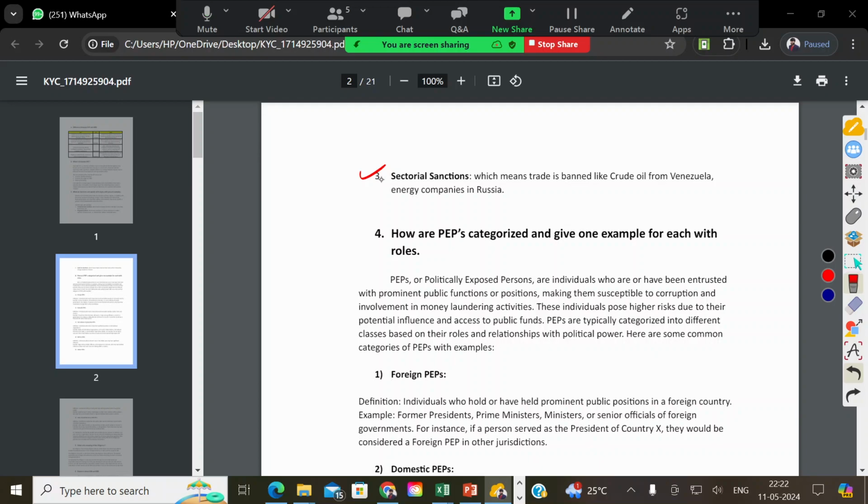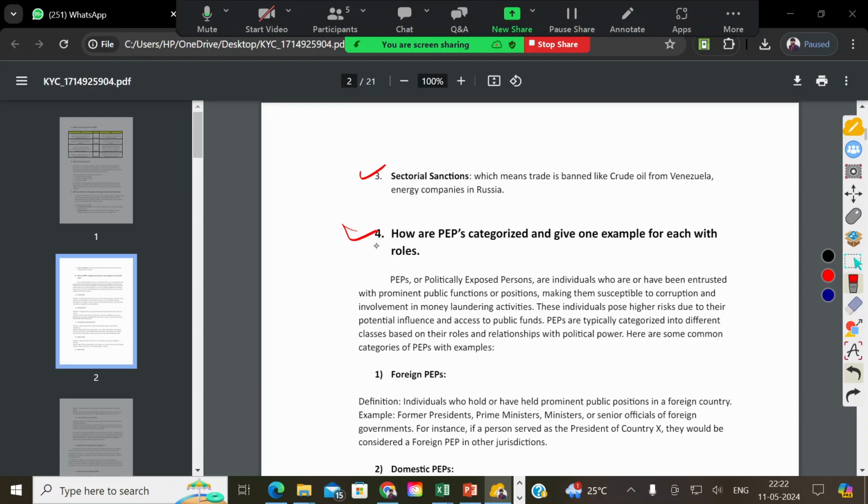All right. Then another thing, try to understand how PEPs are categorized, and give one example for each with rules. So basically, I have prepared a couple of questions that will help you even to deal with your KYC part as well. Along with this discussion, I'll share this with you also. All right. PEP means politically exposed person.